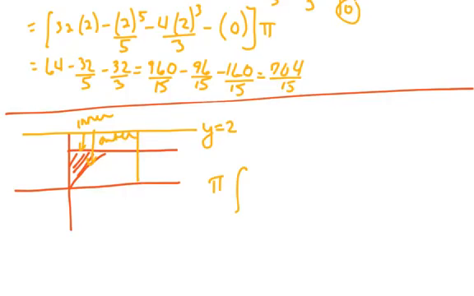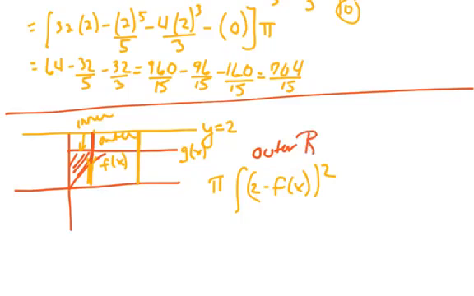So the outer radius is actually going to be 2 minus f of x, whatever that function is, squared. I'm going to call this f of x for now, and I'll call this g of x. If this distance is 2, and this distance is f of x, then this distance, which is your outer radius, or your big R, is going to be this minus this.